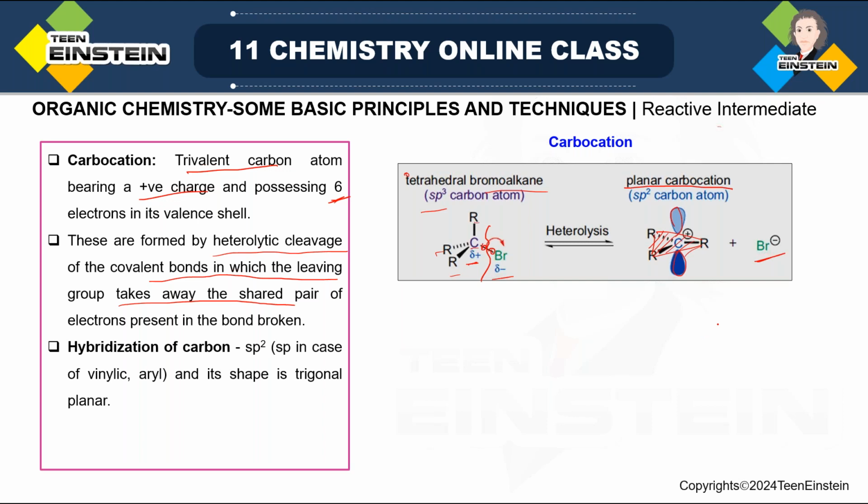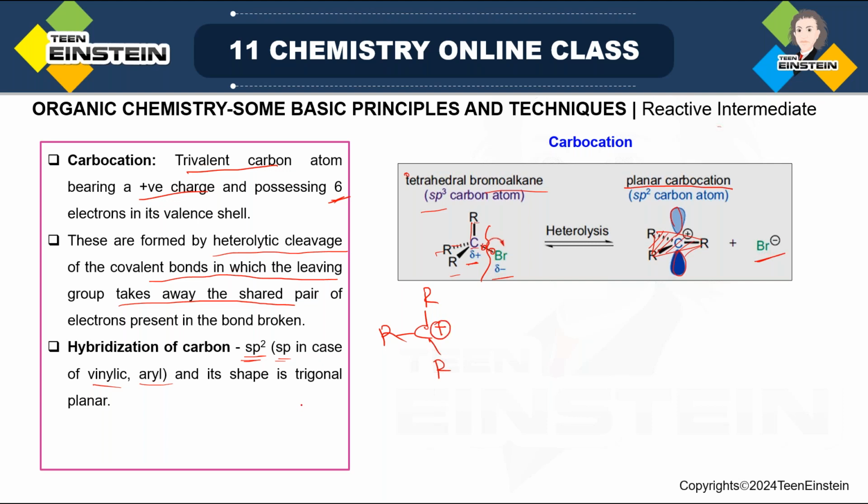So hybridization of carbon is sp2 for most of the carbocations. Only in some cases it is sp, in the case of vinylic and aryl. What that means, we will discuss in the next slide under the heading of types of carbocation. But remember, mostly it is sp2 hybridized when you have no double bond attached to this carbon. Here you can see all are simply sigma bonds. So when you have simply sigma bonds like this, it will be trigonal planar.